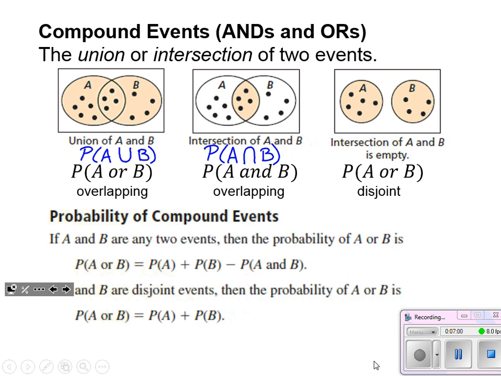All right, so we can see we've got two situations. If A and B are any two events, we don't know if they're disjoint or overlapping. Then what we're going to do is take the probability of A and the probability of B, add those up, because it is an or situation, probability of A or B.